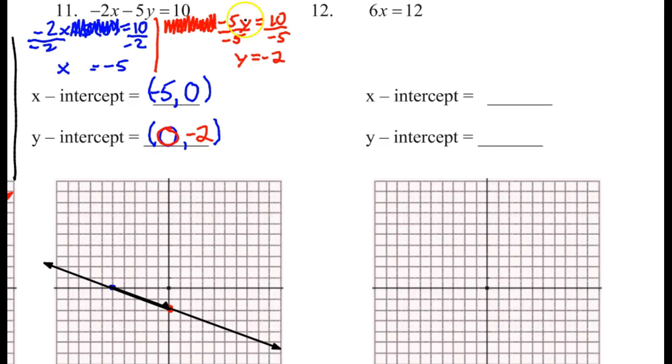Now, I'll show you a special case where in number 12, you can see there's no y variable. So if you're missing the variable, right, there's no y.